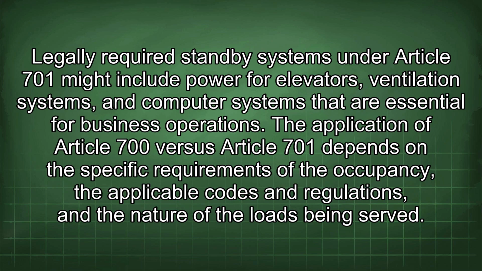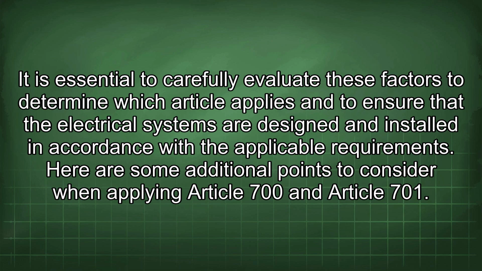The application of Article 700 versus Article 701 depends on the specific requirements of the occupancy, the applicable codes and regulations, and the nature of the loads being served. It is essential to carefully evaluate these factors to determine which article applies and to ensure that the electrical systems are designed and installed in accordance with the applicable requirements.